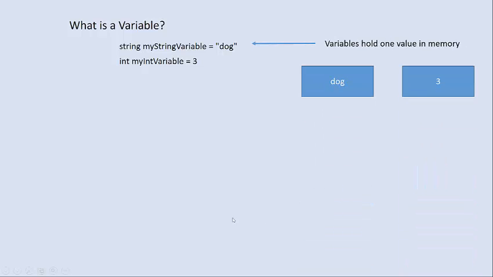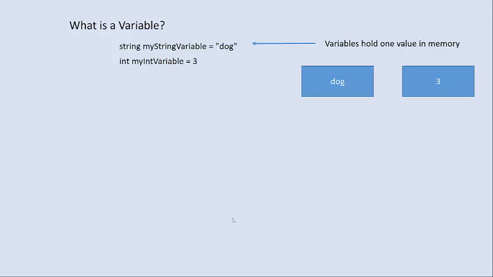So a variable sets aside a place in memory for us to put values that can be various values throughout the course of the program. So in this case, we've set aside a place in memory that we're going to hold our my string variable. At the moment, we've put the word dog in it. And then, of course, we've done the same thing for my int variable, and we've put an int into it. So a variable holds one value in a place in memory.